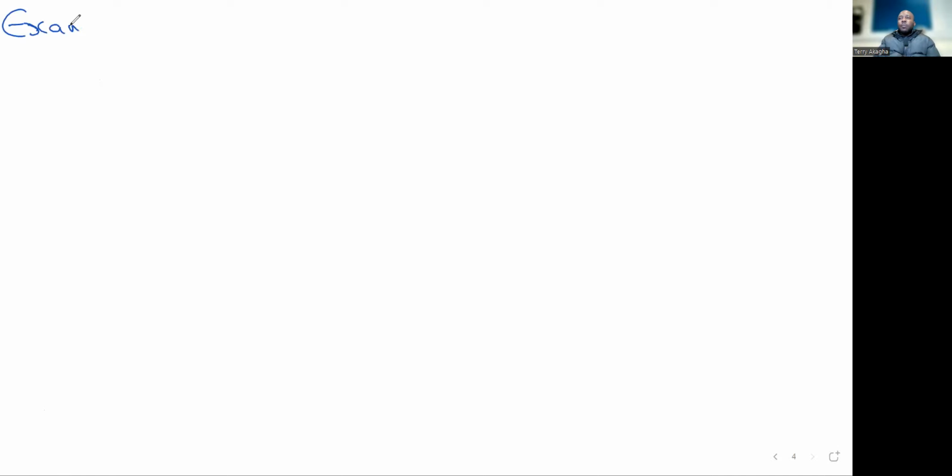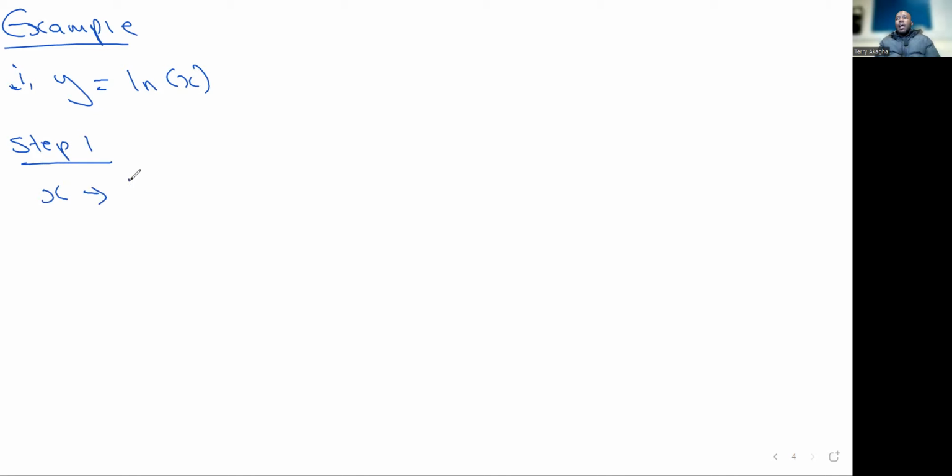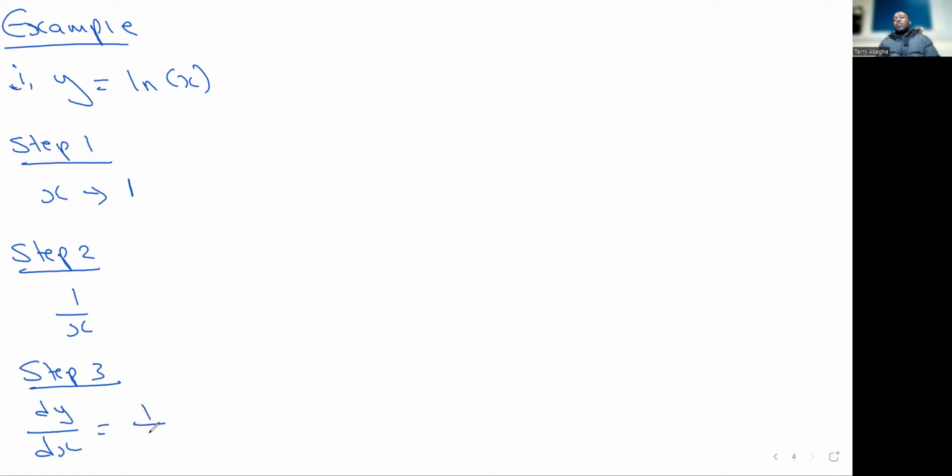Let's pick some examples. Number 1, let's say we have y is equal to ln x. Step 1, we have to differentiate what is in the bracket, and what we have in the bracket is x, and that will give you 1. Step 2, we divide the answer by the original element in the bracket, so here it is going to be 1 over x. Then step 3, dy over dx is going to be equal to 1 over x.